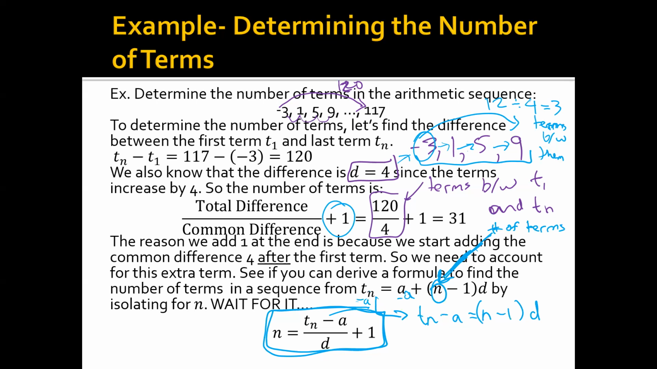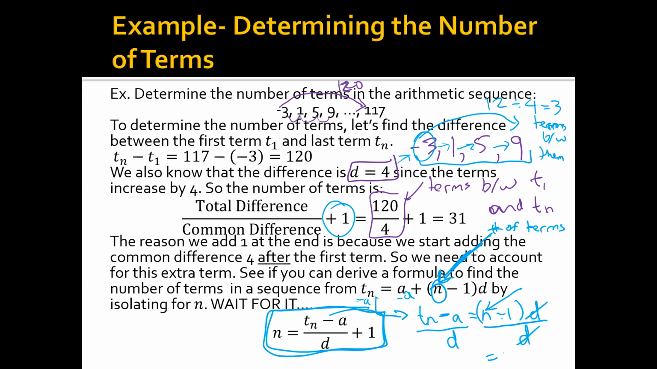What's our next step here? Our next step is to divide both sides by d. The reason we're dividing by d is so I can get the n minus 1 on its own. That's always my ultimate goal. So you divide by d, and you end up with t at n minus a over d is equal to n minus 1. Now we're almost done. Notice that we ended up with n minus 1 on its own, but we actually just want to know what n is. So luckily, the last thing is quite easy.